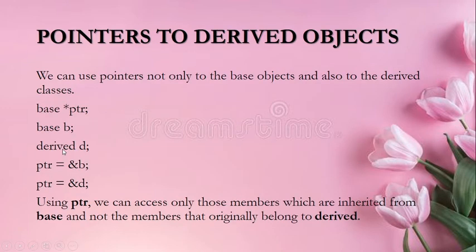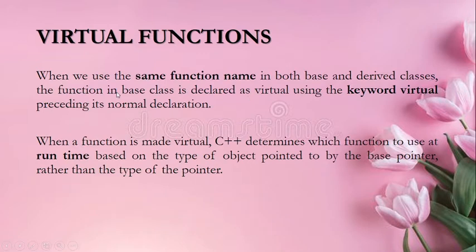So here I said I can't access a derived class's details, but using virtual, we are able to access a derived class's details also. When a function is made virtual, C++ determines which function to use at runtime based on the type of object pointed to by the base pointer rather than the type of the pointer. Understand this line? It's based on the type of object pointed to by the base pointer rather than the type of the pointer. So keep this point in your mind about pointers to derived objects and virtual functions.